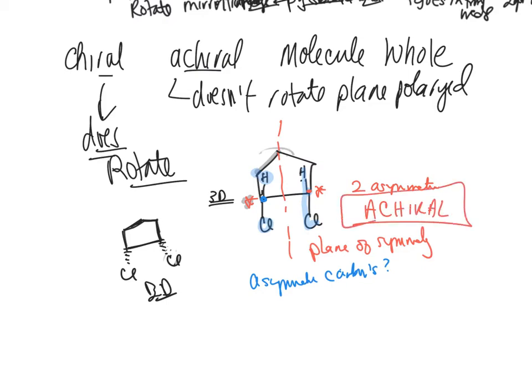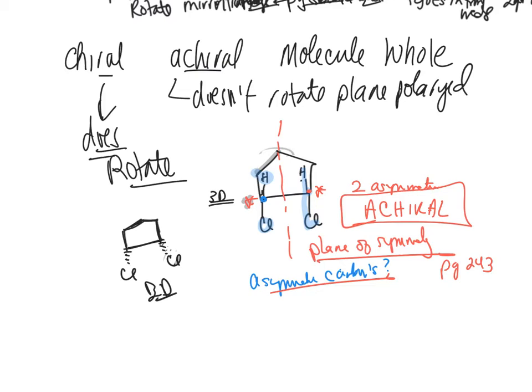It does not rotate plane polarized light because it has a plane of symmetry. So I'm looking on page 243 in your textbook, and it says any molecule that has an internal plane of symmetry cannot be chiral, even though it may contain asymmetric carbon atoms. Okay, so you've got to look for the plane of symmetry. You always want to do that check. Now, there are some examples of achiral compounds.